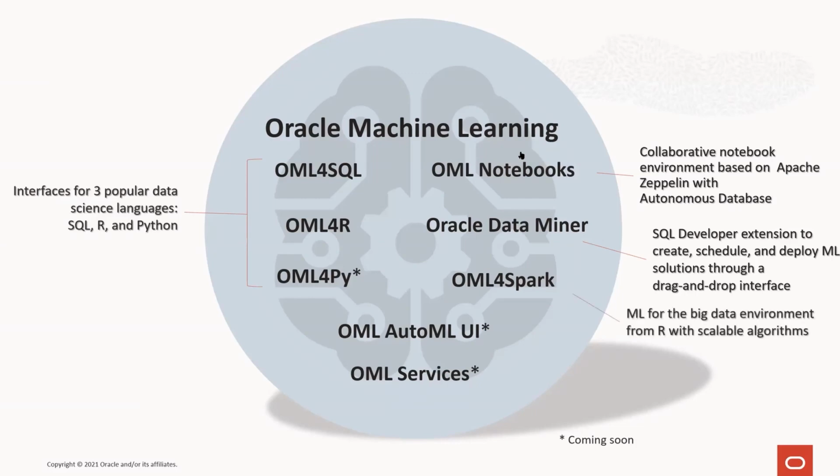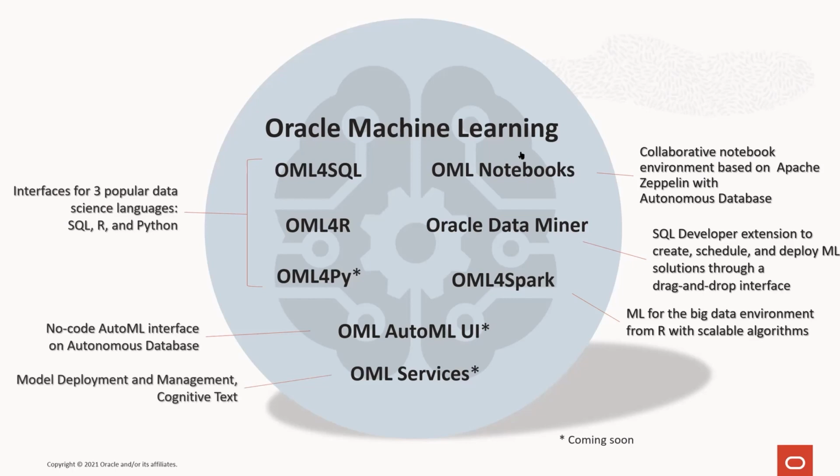Oracle Machine Learning for Spark provides machine learning in the big data environment with native scalable algorithms, as well as Spark MLlib algorithms included in the same framework. Also coming soon are Oracle Machine Learning AutoML UI, a no-code user interface that automates model building, selection, and deployment, and Oracle Machine Learning Services, a REST-based service for model deployment and management, along with cognitive text.